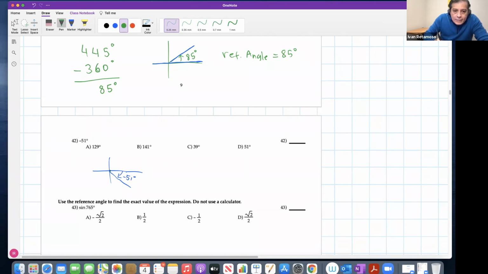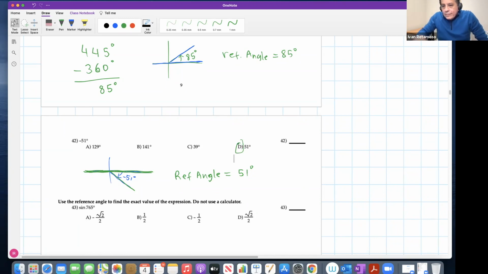The reference angle is the angle formed by the terminal side, which is this, and the x-axis. It is the acute angle formed by the terminal side and the x-axis. But what is the acute angle formed? An acute angle has to be positive, between 0 and 90 degrees. The angle formed by the x-axis and the terminal side is just 51 degrees. Reference angle, 51 degrees. The reference angle is always positive, so take that. You follow, guys? So this one is just this.